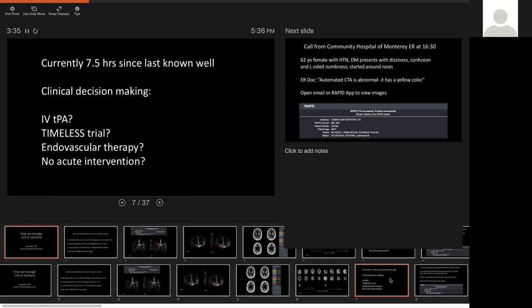So I'm not going to ask you to vote on what to do because it should be pretty obvious. This patient clearly meets the DEFUSE 3 and the DAWN criteria, even though in the late window they should get thrombectomy. And we'll talk tomorrow about whether they should also get TNK or TPA in the late window.